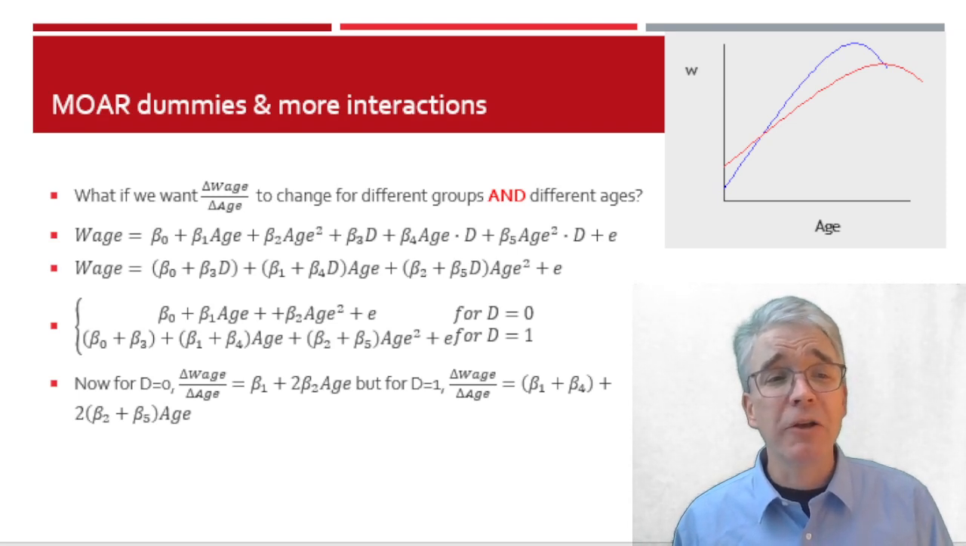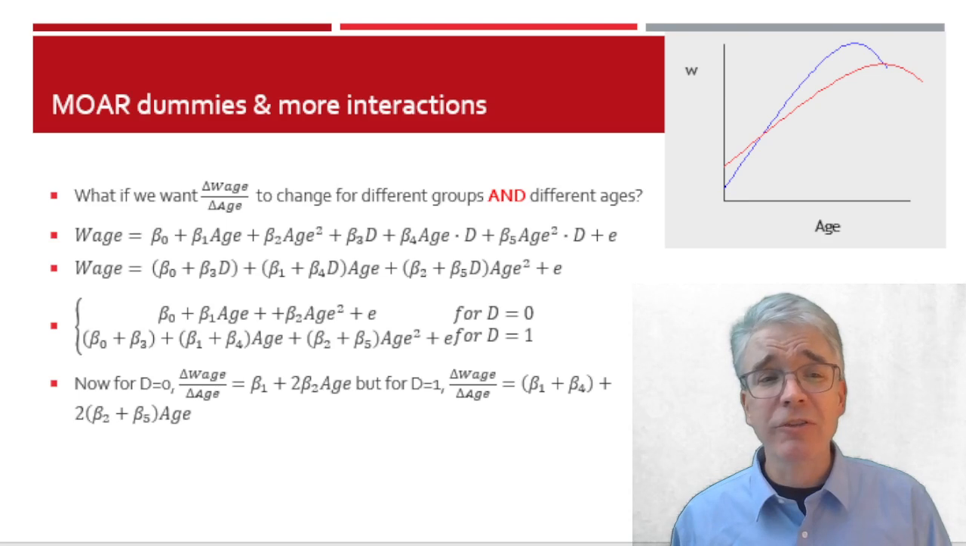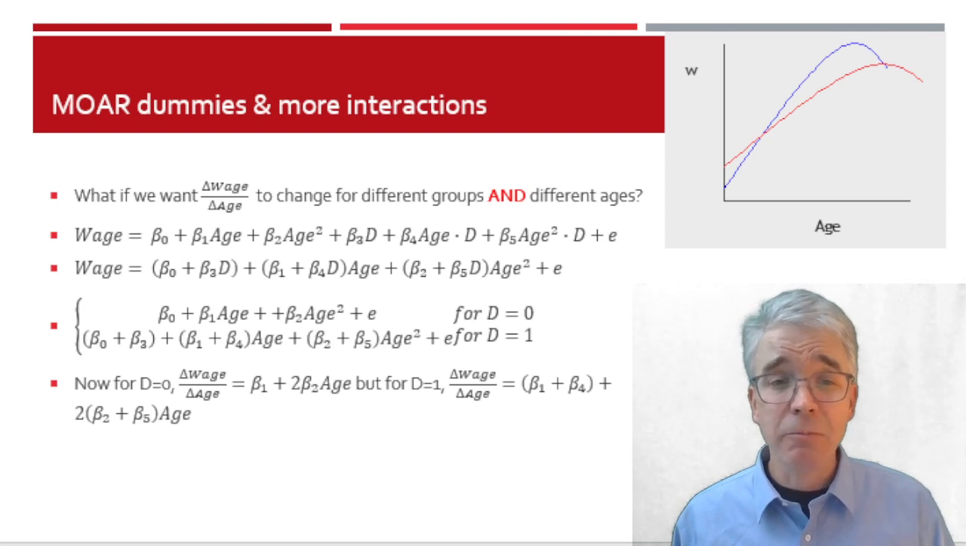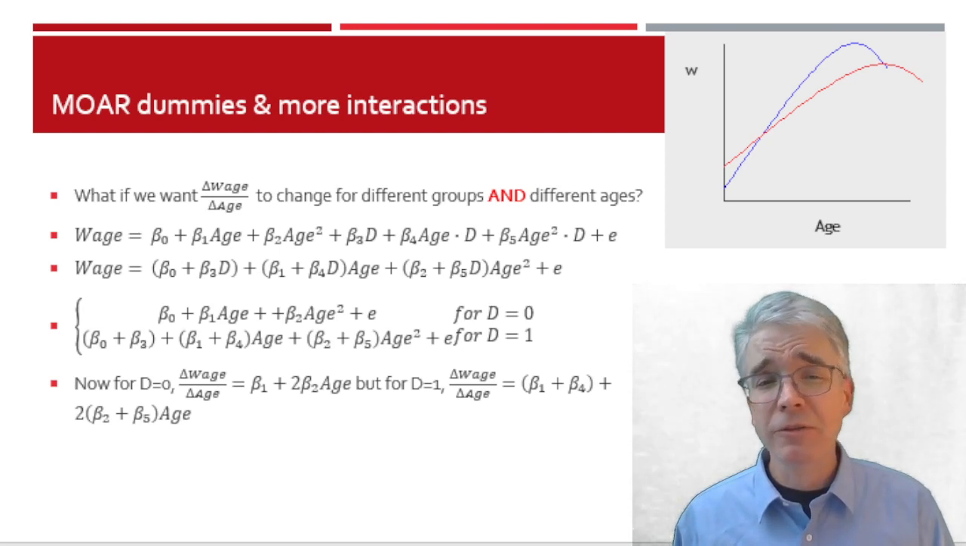So for the group with delta equal to 1, delta wage over delta age is going to be parentheses, beta 1 plus beta 4, plus 2 times another parenthesis, beta 2 plus beta 5, multiplied by age. You can think of it as just taking those earlier two coefficients, beta 1, beta 2, and modifying each of them. Doesn't mandate the two groups have different profiles.